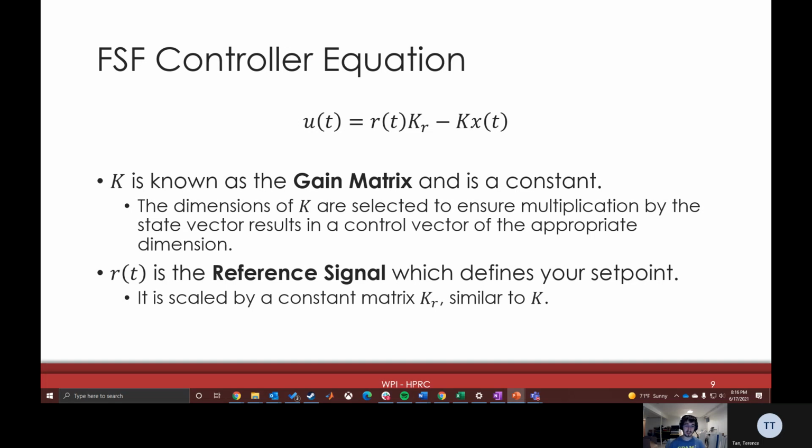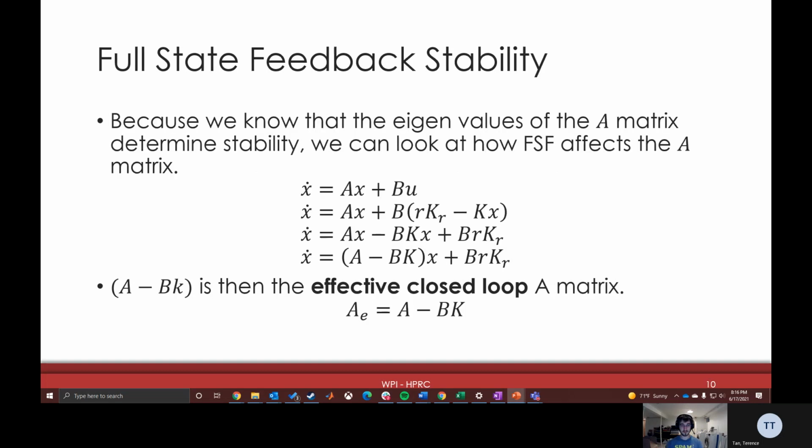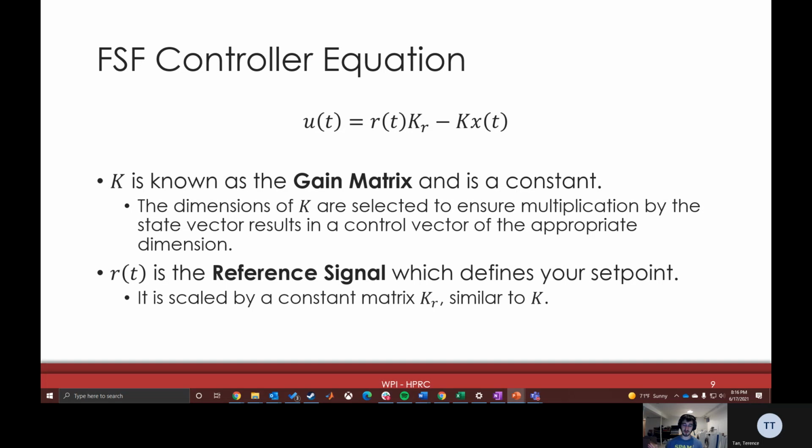Also, we have R of t, which is the reference signal, and that's essentially what allows us to define a set point. And that's scaled by a constant matrix K of R, similar to K, just so that you have it in the same dimensions so that you can do that subtraction. Actually, before I move on, do you have any questions about just the FSF equation?